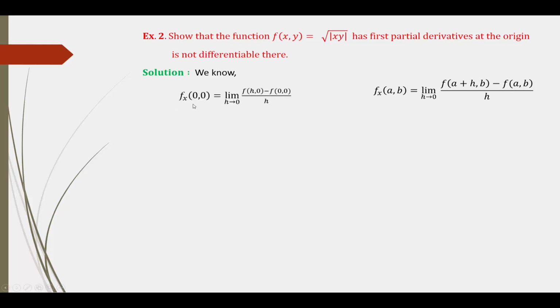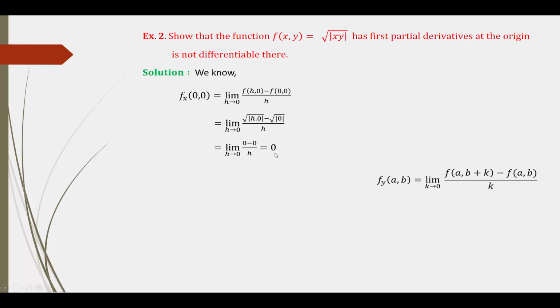So fx(0,0): put a = 0, b = 0, so it equals the limit as h tends to 0 of f(0+h, 0) minus f(0,0), upon h, which equals the limit as h tends to 0 of f(h, 0) upon h. Put x = h and y = 0. So square root of modulus of h into 0, minus f(0,0), is modulus 0 upon h. h into 0 is 0, so 0 minus 0 is 0, 0 upon h is 0, and the limit of 0 is 0. So the answer is 0.